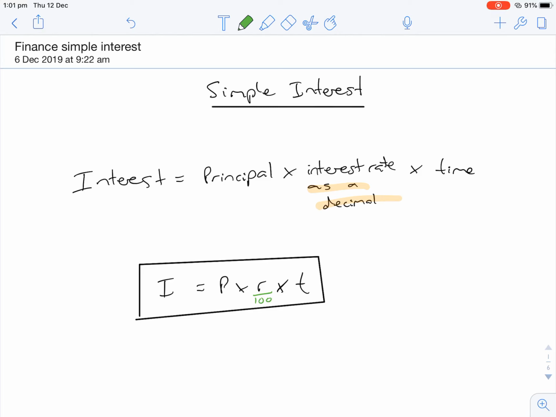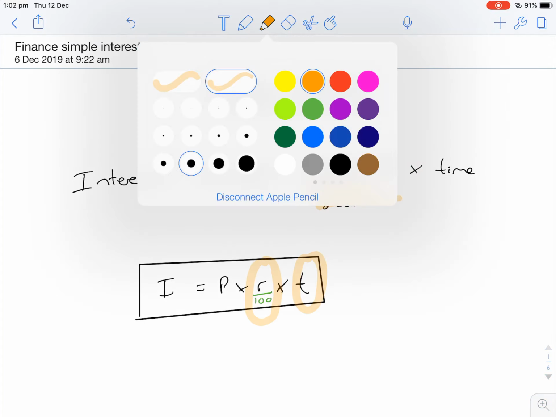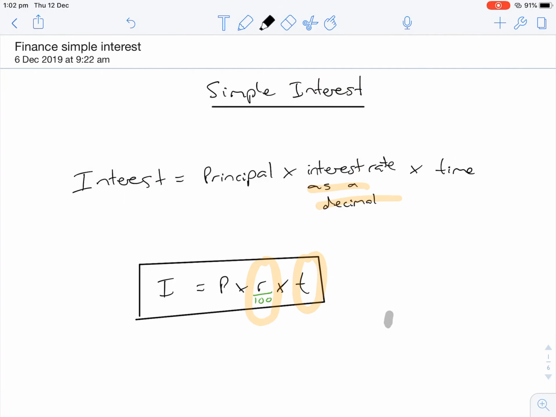Now, the other thing that you need to remember is that in this formula, the interest rate and the time must be referring to the same time period. So typically an interest rate is quoted as a per annum amount, and often they'll write p.a. next to the interest rate, so they might say 5% per annum, and that means each year. So which means our time, we should also put in years.